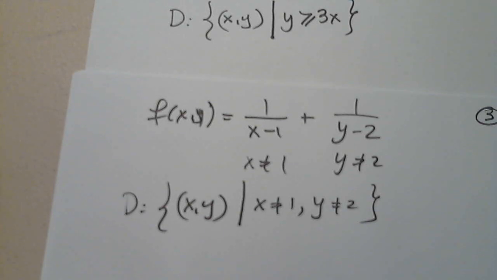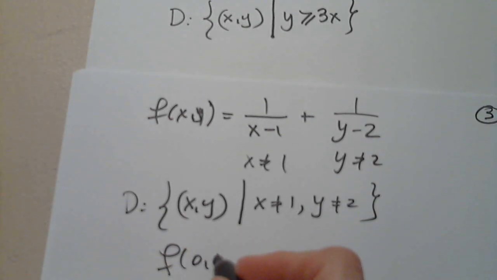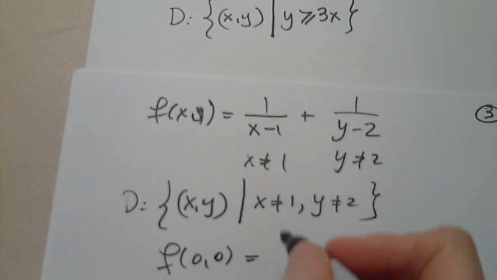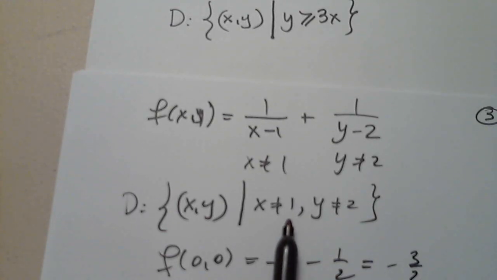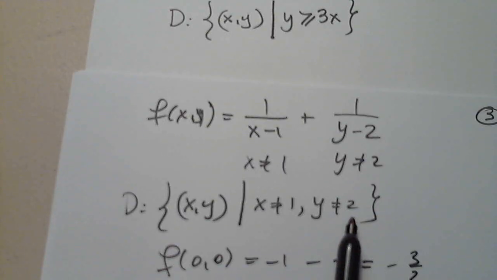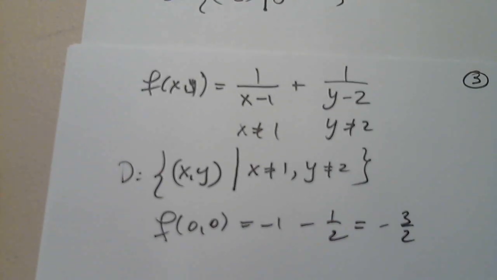Give me any ordered pair other than 1 for x and 2 for y, and I can give you a value. For example, you can say find f of 0, 0. Fine. So I have -1 minus 1/2, which is -3/2. But if you include 1 for x or 2 for y, I'll say sorry, I don't have an answer for you because the function is undefined. And that's it.